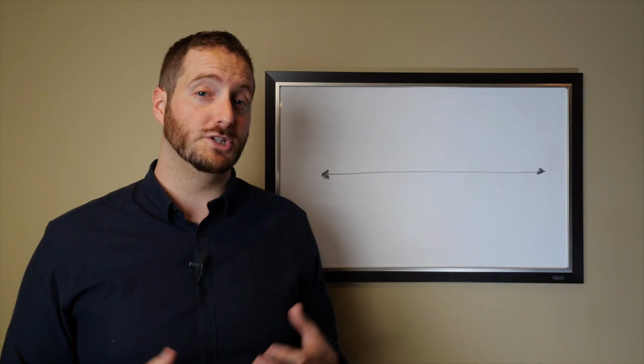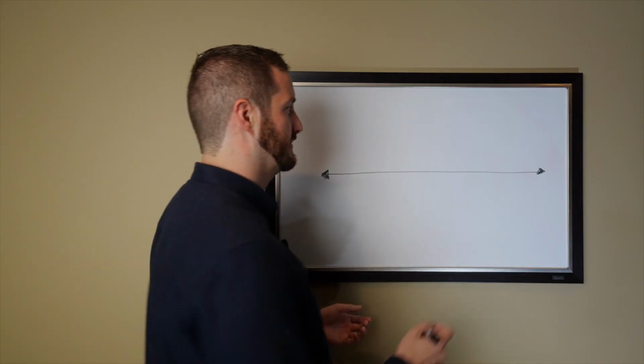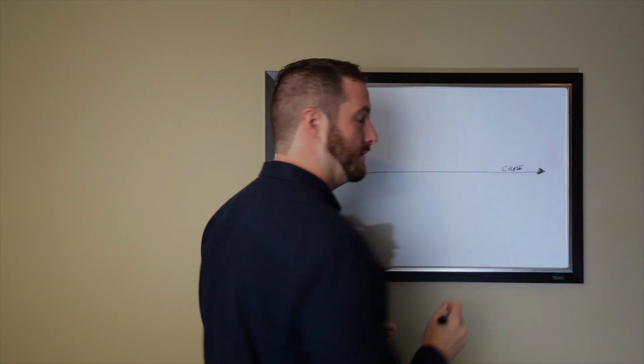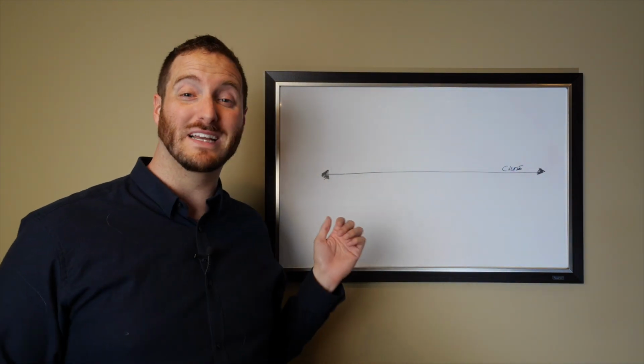And the arrowheads on either side represent two different directions that we move in our lives. One side is about chasing what's most important to us. And the other side is about escaping the things that we don't want to feel.